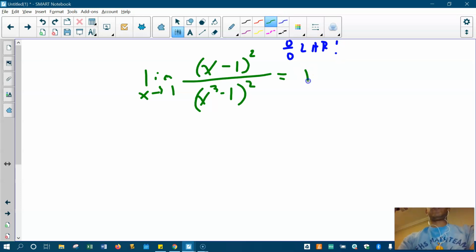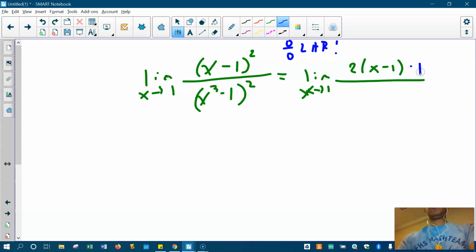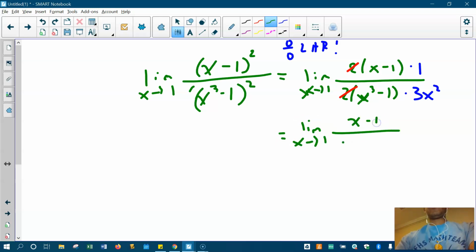I get the limit as x approaches 1 of, taking the derivative of the top, 2 times (x minus 1). I'm going to put it times 1 because that's a chain rule. And then on the bottom, that 2 comes down in front, so I'm going to get 2 times (x cubed minus 1). And then I need a chain rule here times the derivative of x cubed minus 1, which is 3x squared. Okay, let's go and cancel those out. And if I just rewrite this, to be clean here, we get (x minus 1) over 3x squared times (x cubed minus 1).